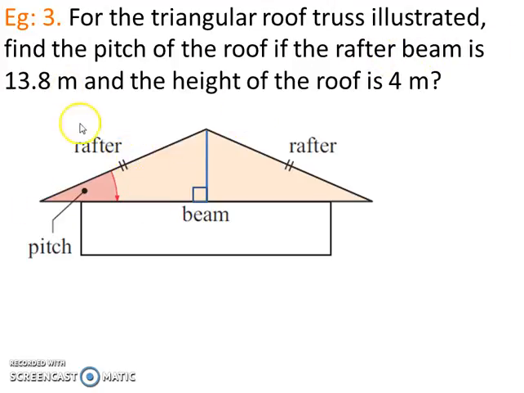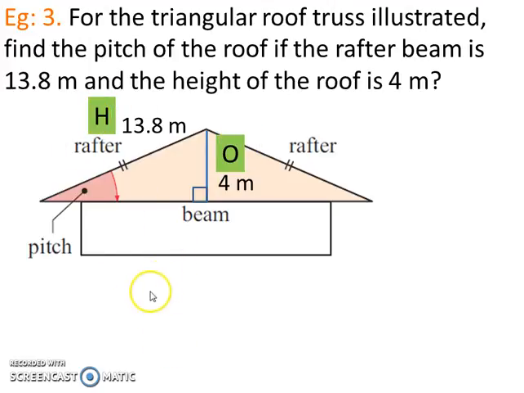Okay, so the rafter beam is 13.8 meters. So this is our rafter. So we can put that information on there. It's 13.8, and it's actually the hypotenuse side of this right-angled triangle here. The height of the roof is 4 meters, so we put that on our diagram. So any information that's given to you in the words, you've got to make sure is in your diagram as well. That side is the opposite side to the pitch angle. So now we've got our opposite and our hypotenuse. We know that that's sine.